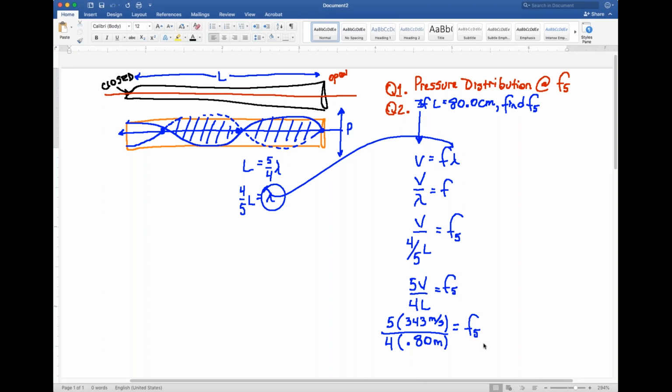I'm getting about 536 hertz. I'd probably have to deal with sig figs here, although the only input numbers that I'm using are 80 centimeters, which was 3 sig figs, and 343. So I think I'm good with 3 sig figs there. Did anybody else get 536 for the fifth harmonic? Good. All right, so let's finish there.